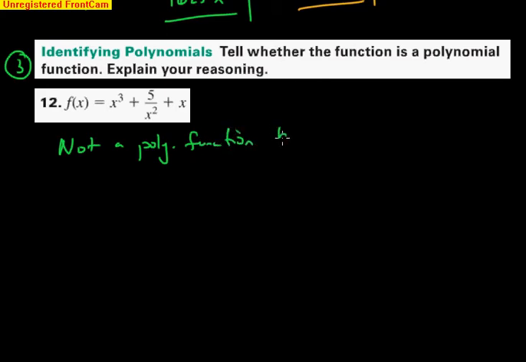And the reason that it is not a polynomial function is because of the x in the bottom. You can't have the variable in the bottom. That's not allowed. Okay? This is actually 5 over x squared, which is actually 5x to the negative 2. They're actually the same thing, and that's a negative exponent. You can't have a negative exponent. So that's the idea. So this is not a polynomial function.